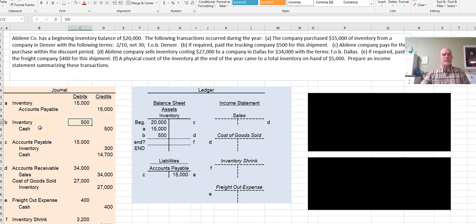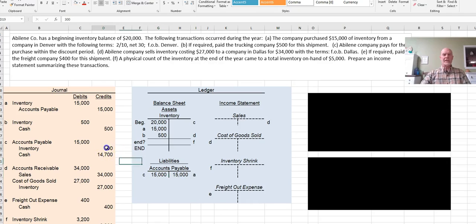So we've paid for the freight, and now we're going to pay for the purchase within the discount period of 10 days. We're going to knock 2% off. 2% would be $300. So we're going to make a payment of $14,700. Write a check to the vendor for that, credit cash. We're going to get rid of the entire $15,000 accounts payable because that's the nature of a discount. So we get to eliminate that entire liability with this discounted payment.